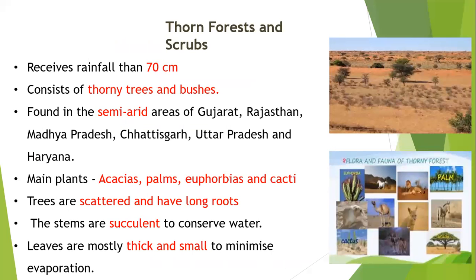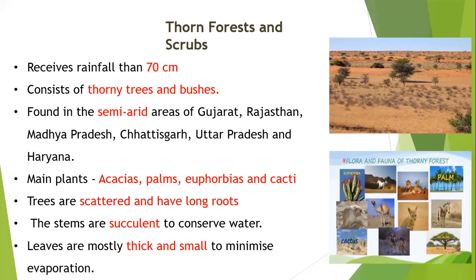Now we'll talk about the tropical thorn forest and scrubs. This region receives rainfall of less than 100 centimeters. The region consists of thorny bushes, scrubs, and short trees like acacia, and to survive in the dry region, these trees have spring or waxy leaves. Acacia, palms, euphorbias, and cacti are the main plants.